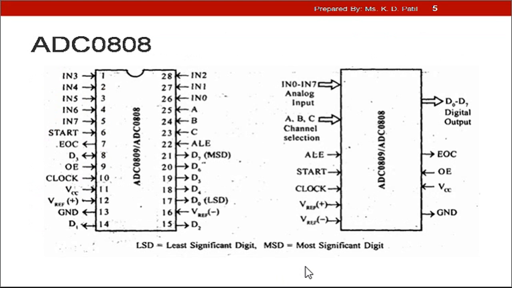Let us see the pin configuration of ADC 0808. As you can see in the figure, there are 8 analog inputs IN0 to IN7. And to select any one of the analog inputs, 3 channel selection lines are available, that is A, B, C lines. The next pins are address latch enable pin, then start pin, clock pin, V reference positive pin, V reference negative pin, ground pin, VCC pin, output enable pin, end of conversion pin, and the 8 digital output pins, that is D0 to D7.